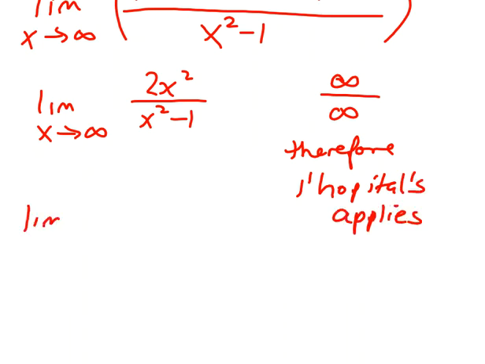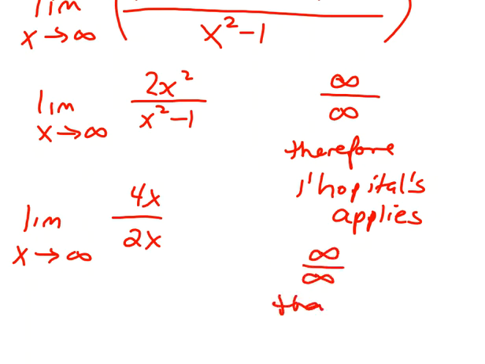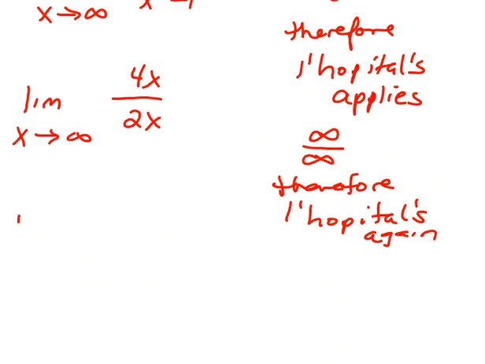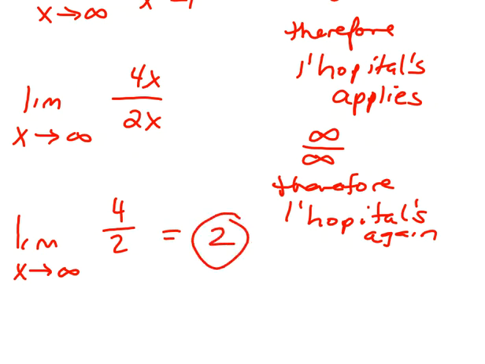So I'm going to have the limit as x approaches infinity of 4x over 2x. I still have infinity over infinity, therefore L'Hopital's again. When I do it again, I'm going to have the limit as x approaches infinity of 4 over 2, which is just 2. Final answer. And that concludes this video. Hope that helps.